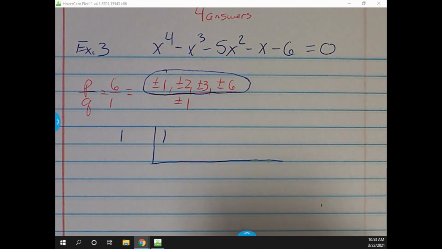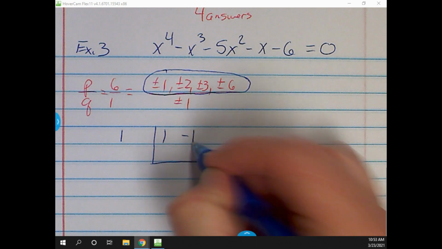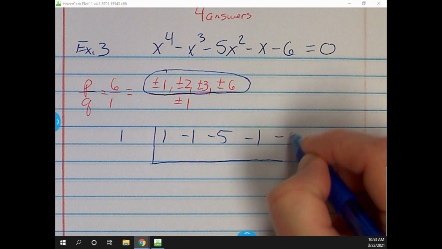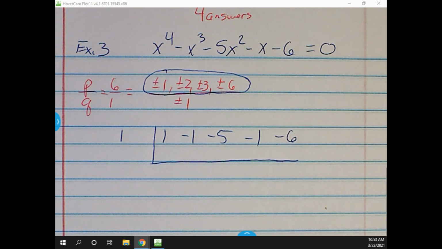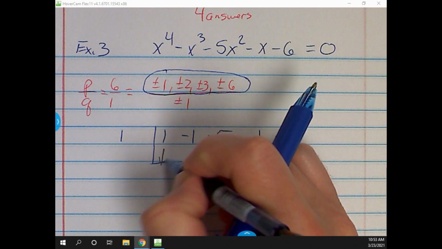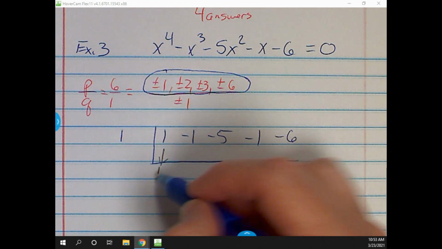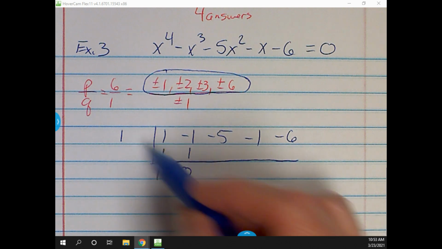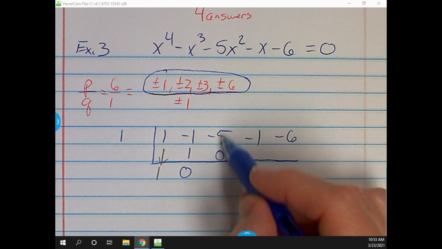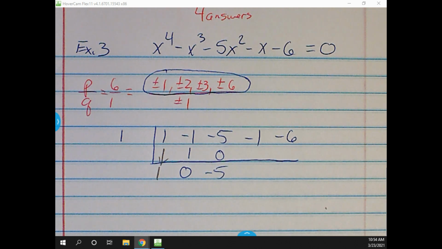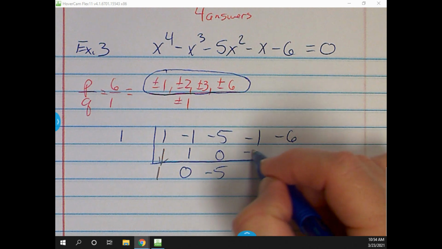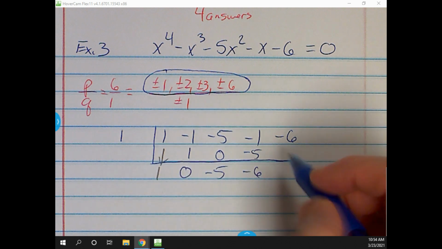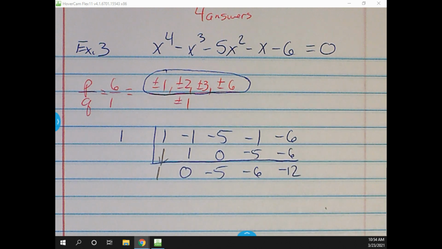Okay. So we've got 1x to the fourth, a -1x to the third, -5x squared, -1x, and then the -6. Pulling the first number down, we've got 1 times 1, which is 1. -1 plus 1 is 0. 1 times 0 is 0. -5 plus 0 is -5. 1 times -5 is -5, and -1 plus -5 is -6. We're close, but not quite, because 1 times -6 is -6, so that would make a -12.